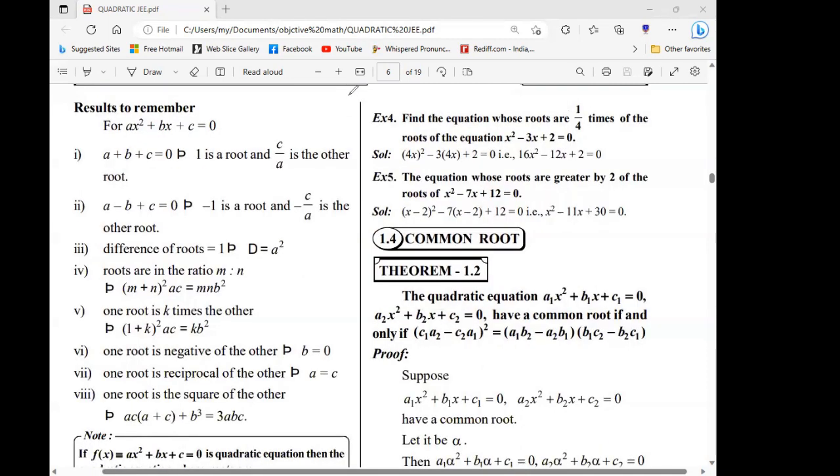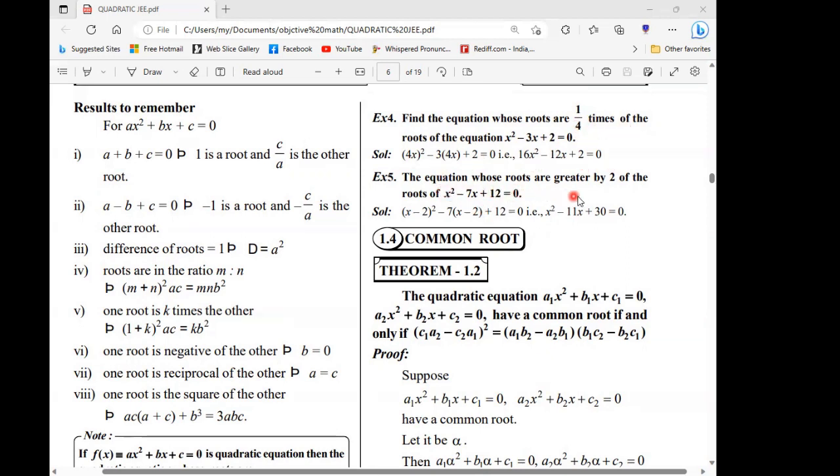Next, find the equation whose roots are 1 by 4 times. That means it is called submultiple. So what should you do? Replace x with 4x. Look at here. This is the original equation and this was the new equation. The difference is only replacing x with 4x, because we need 1 by 4 times of those roots. That's the new equation.